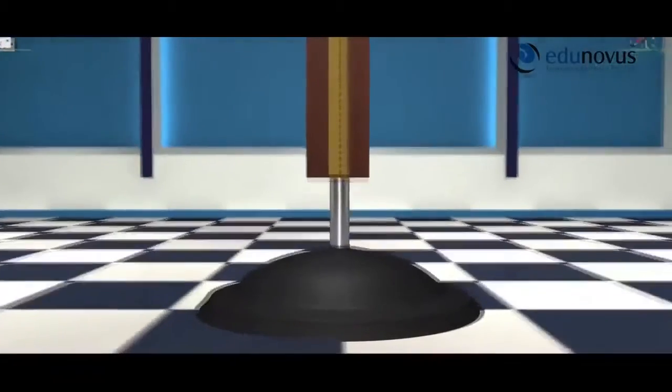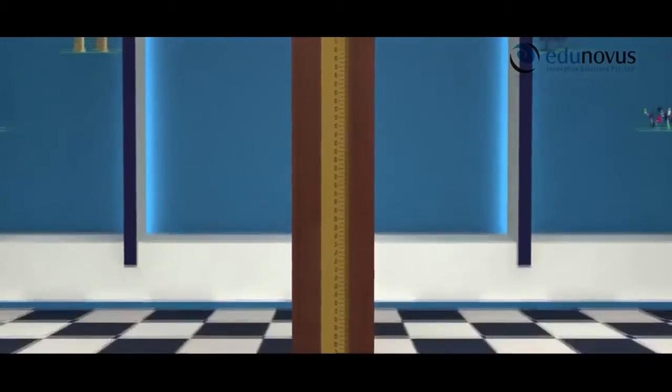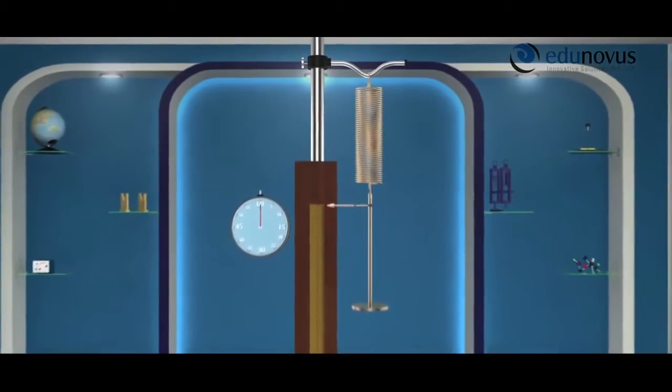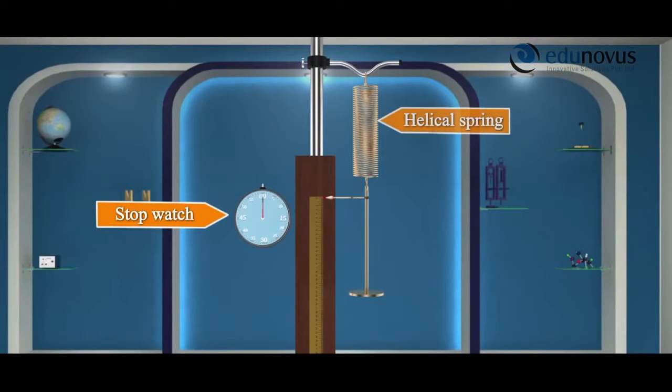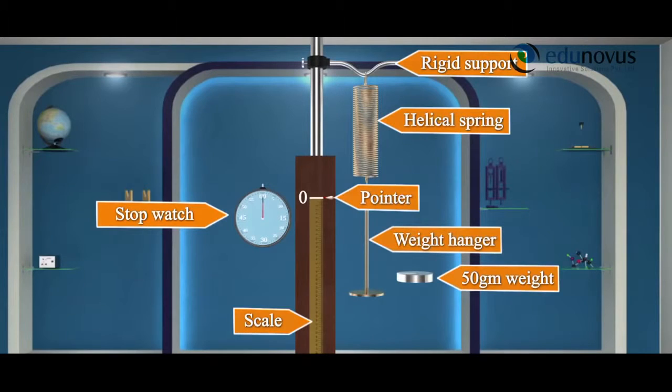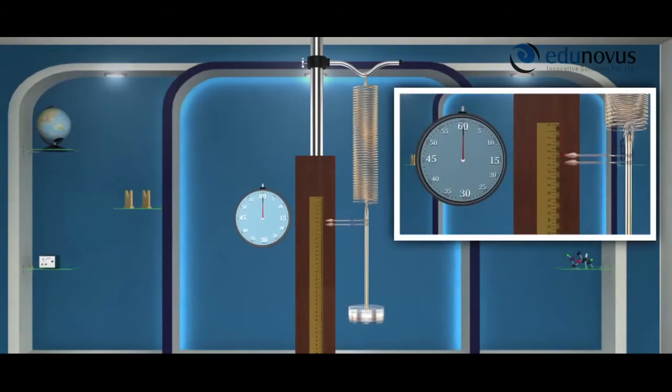Suspend the helical spring from a rigid support and adjust the scale such that the zero of the scale coincides with the pointer of the spring. Now, we suspend 50 grams of weight at the lower end of the spring. Wait until the pointer comes to rest and note down its readings. Here, it is 8 centimeters. Note it down in the observation table.